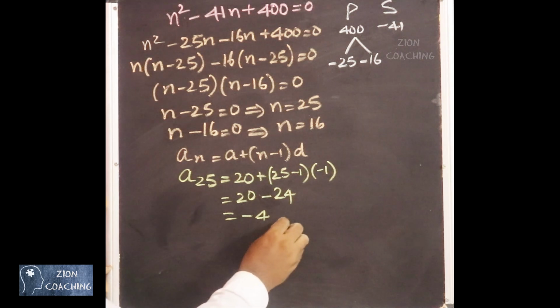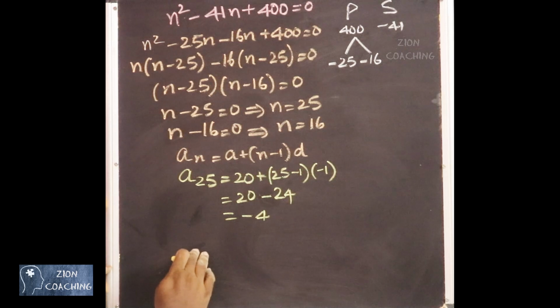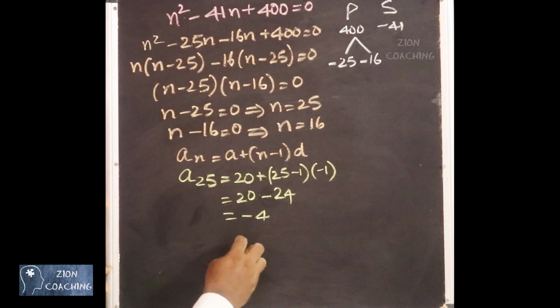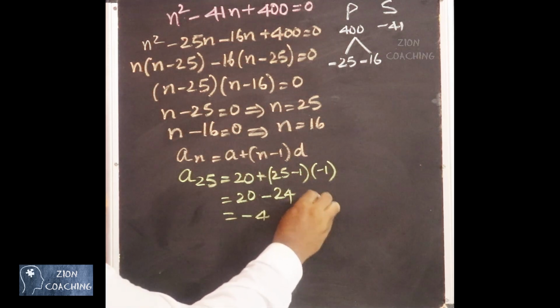You cannot have something like that. Number of logs can be only a positive value. It cannot even be 0 logs. It should be a positive integer. So 25 is not possible.